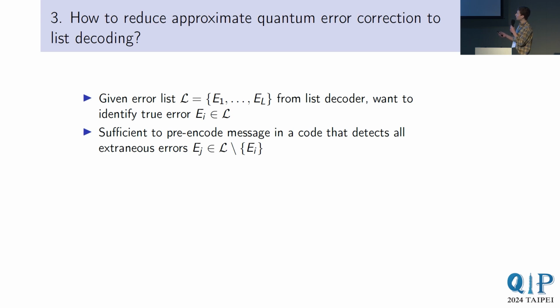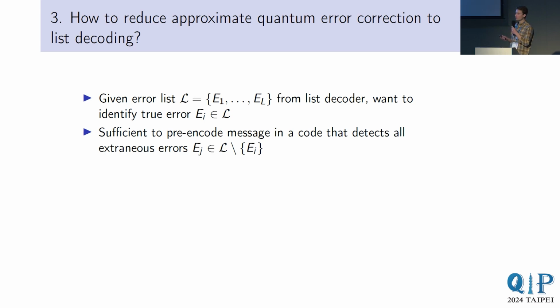And now that we have such a short list, we can just use a very high rate random stabilizer code. A very high rate random stabilizer code will still be able to cope with a polynomial number of errors with high probability. So if we pre-encode our message in a high rate random stabilizer code, then with very high probability, this random stabilizer code will be able to detect all the extraneous errors. It will be able to cope with all of the incorrect errors in this list, and we could identify the true error.